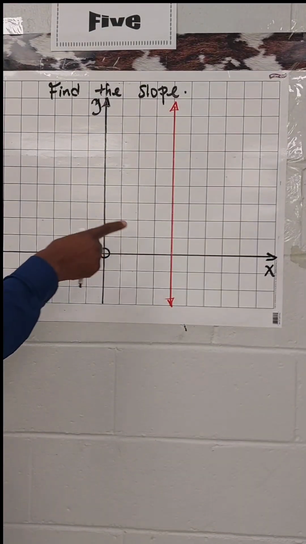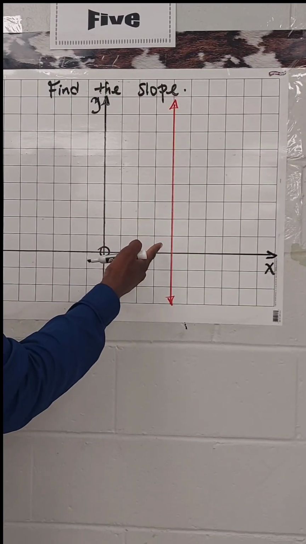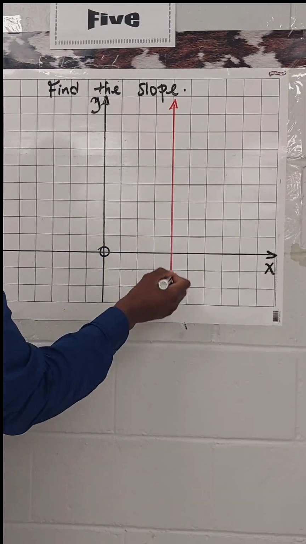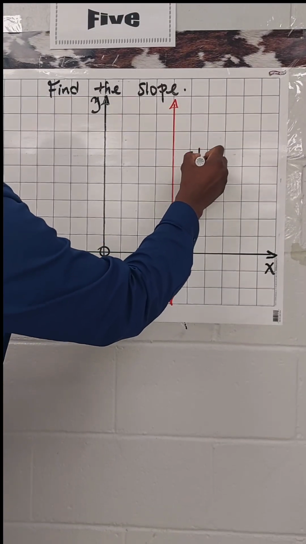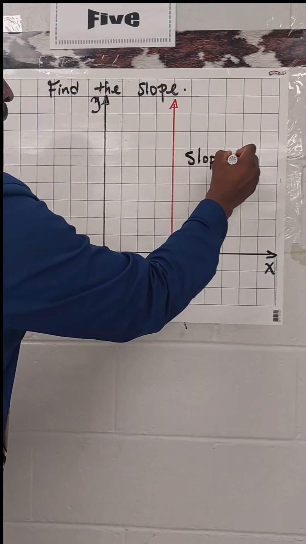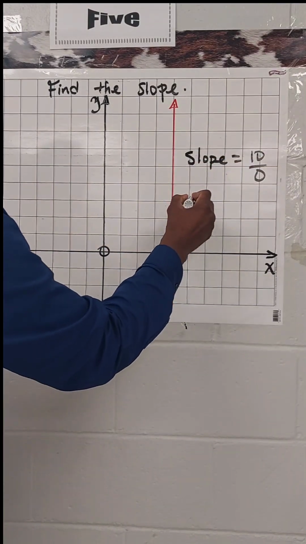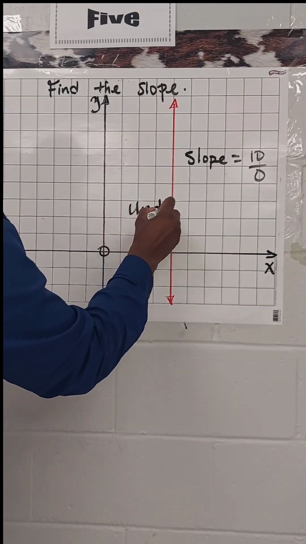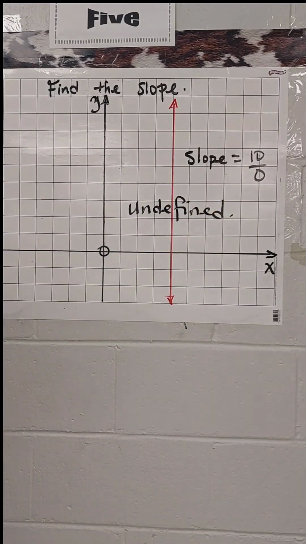We want to find the slope of this vertical line. This vertical line does not have a run. That means the run is 0. Remember, slope is rise over run. So this line has an infinite rise. So let's say the rise is just 10. But then the run is 0. So division by 0 is not possible. So the slope of a vertical line is undefined. A vertical line does not have a slope. It is undefined.